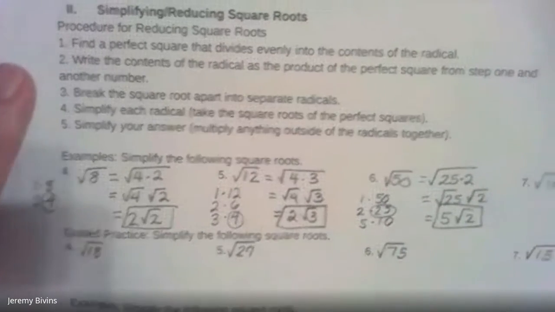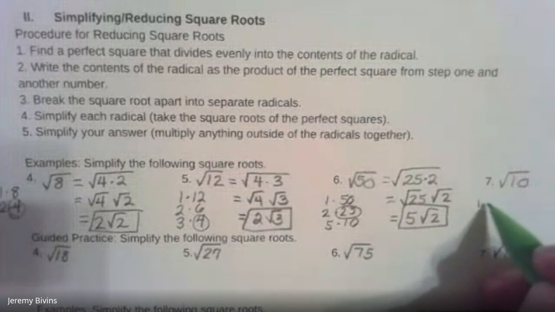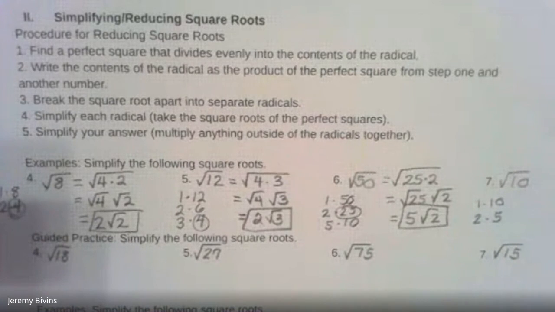Our last example on this row would be 10 under the radical, which would be 1 and 10, 2 and 5. Now, 2 and 5 contains no perfect squares, and 1 is a perfect square, but it wouldn't actually change anything here. So this one will not simplify any further.